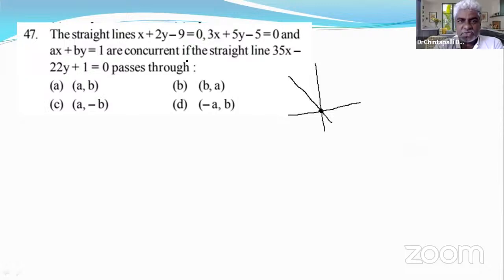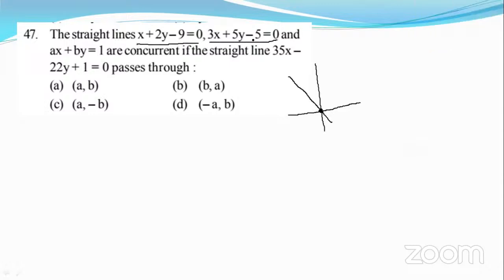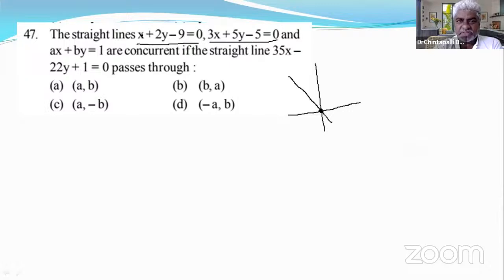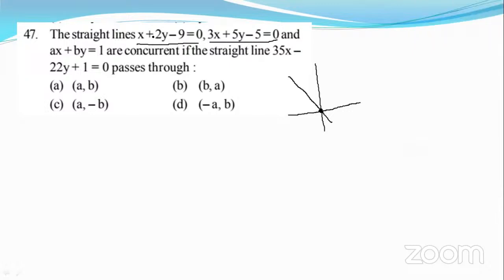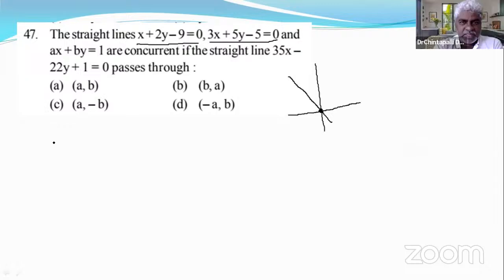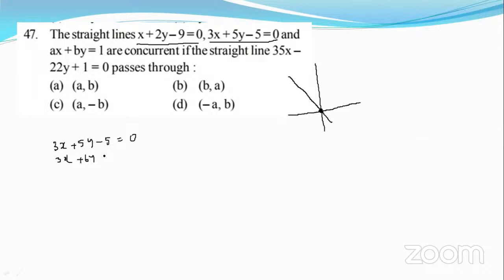See, let us start to solve the given two lines. How to solve these two lines? Which method do you prefer to solve these two lines? The system of equations. You want to multiply the first equation by 3? Yes, sir. Go ahead. 3x plus 5y minus 5 is equal to 0 is the second equation. Multiplying the first equation by 3, we get 3x plus 6y minus 27 is equal to 0.